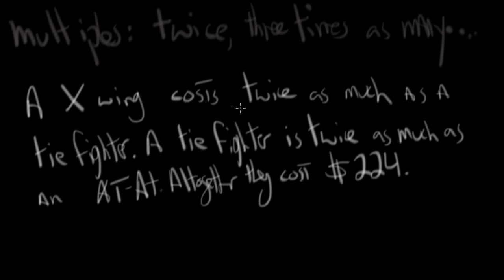So an X-Wing costs twice as much as a TIE fighter. So that means an X-Wing is more expensive than the TIE fighter. But a TIE fighter is twice as much as an AT-AT. Ooh, which is the cheapest one? An AT-AT. So you start with the cheapest one. So start with the cheapest. So here's a little hint.